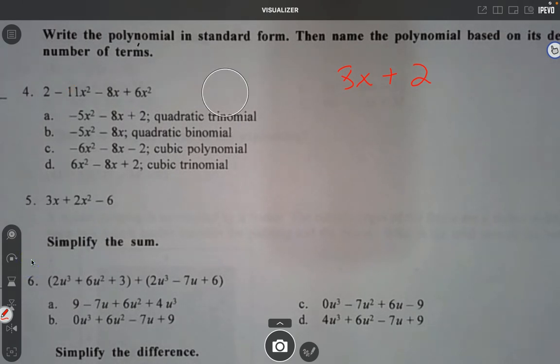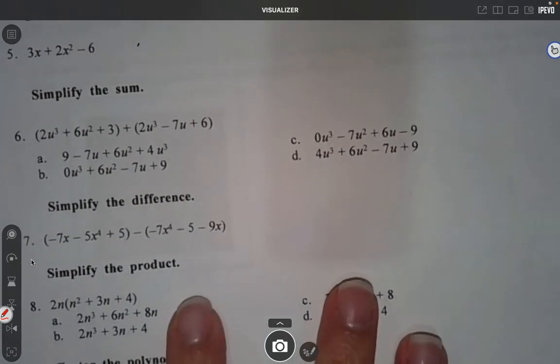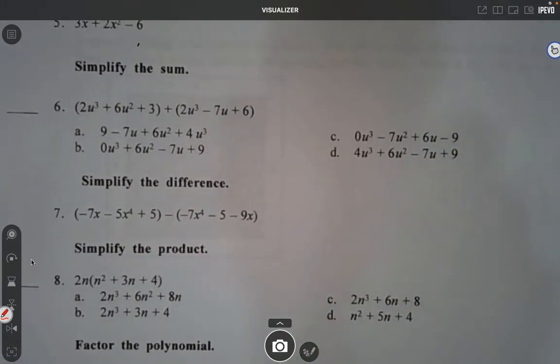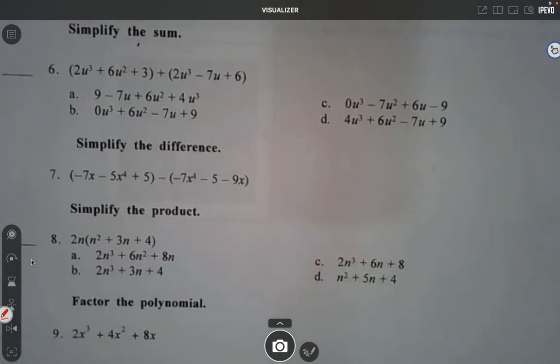Alright, let's move on. Number 6. On this one, we're again just combining like terms on 6 and 7. On number 6, we're adding. What are we doing on number 7? Subtracting. Use your calculator to check yourself, okay?